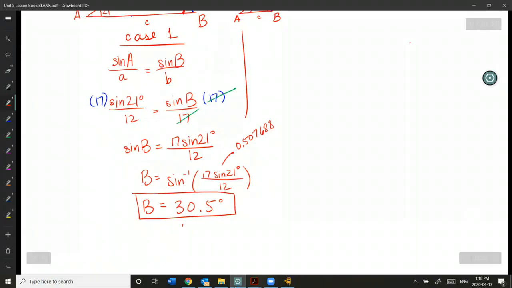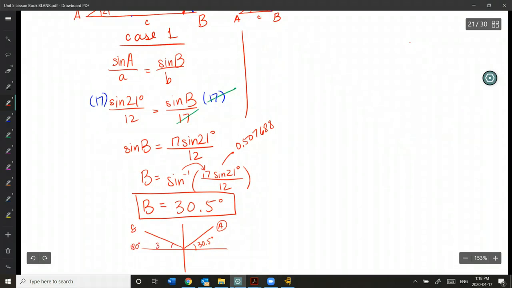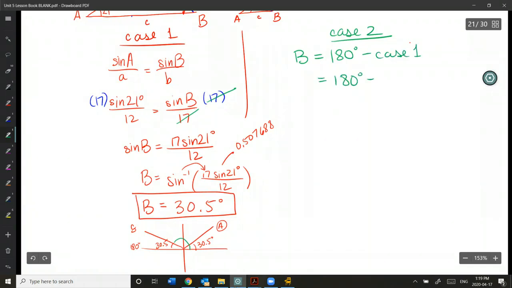Now case number 2. Remember this is what we just did. We just did sine inverse of a positive value. We know we can have answers in the all quadrant and also in the sine quadrant. So if this is also 30.5, I can find the obtuse option for that by doing 180 minus 30.5. So case number 2 is going to be the case where we simply calculate angle B by doing 180 minus case number 1. Whoops, I meant to enter in case number 1 there, 30.5.